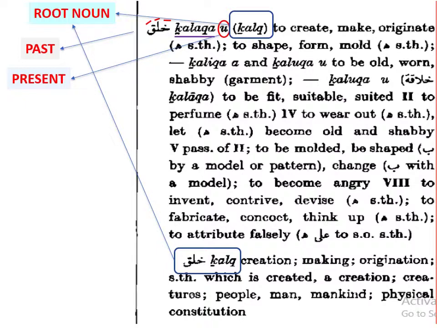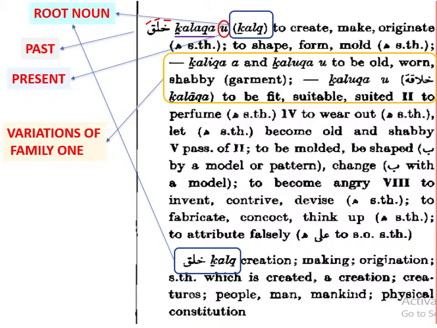It gives you the root noun in brackets after the verb. Many times it also includes the root noun, meaning the verbal noun, immediately after the paragraph of the verbs. You can see khalq has the meaning of creation, making, origination. In our verbal paragraph over there, it also gives us some more information. It gives us the variations of family 1.